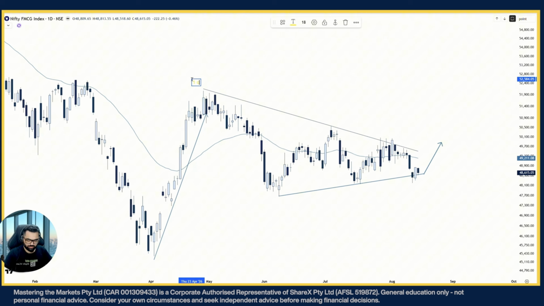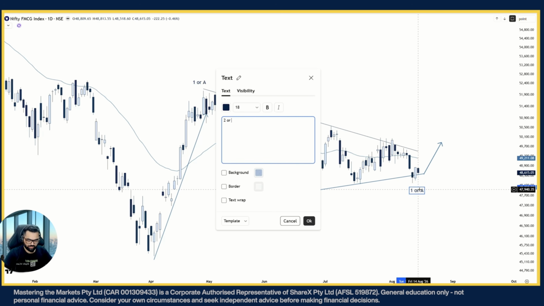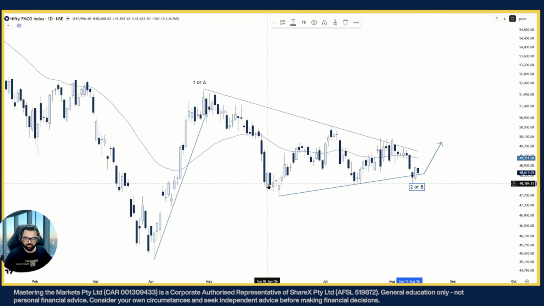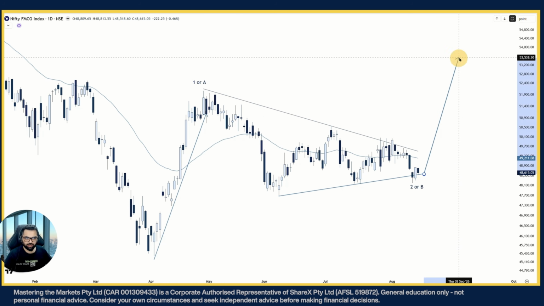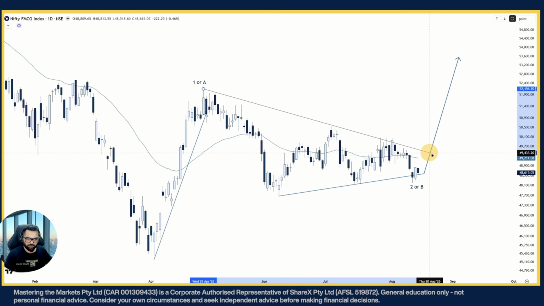if this was an impulse, that is 1 or A, and this triangle is likely a complex WXYXZ in 2 or an ABCD triangle in B, then if this lower end is to hold, then FMCG is a space where one more leg up can unfold. So FMCG can be looked at for a breakout above this falling trend line of this triangle. If this breakout is to happen, then some outperformance can be expected from the consumer goods as well.